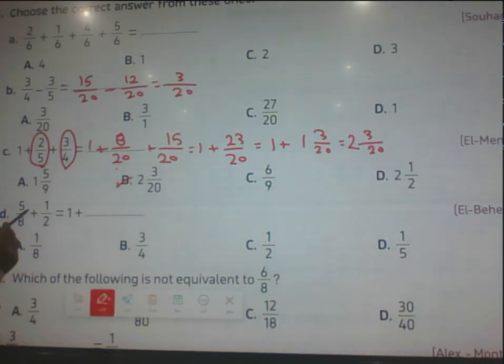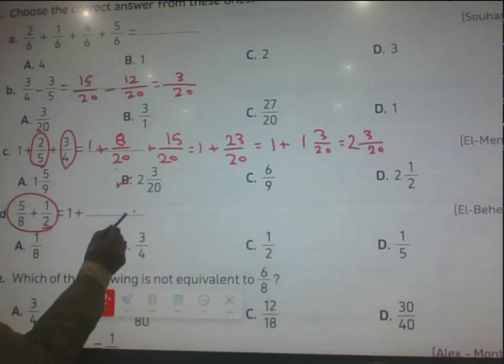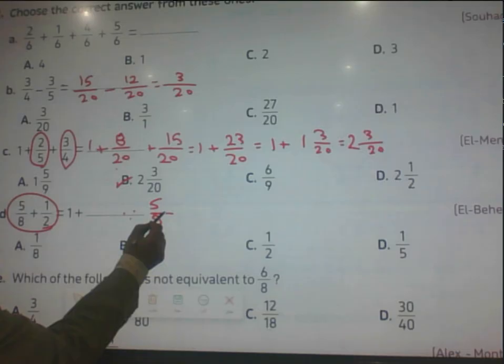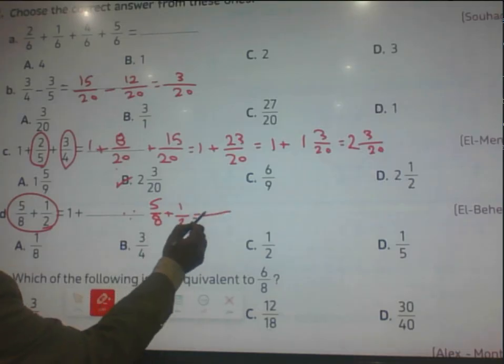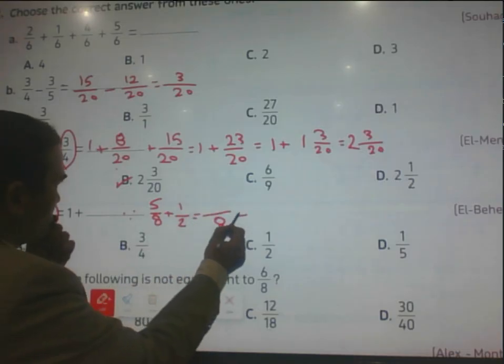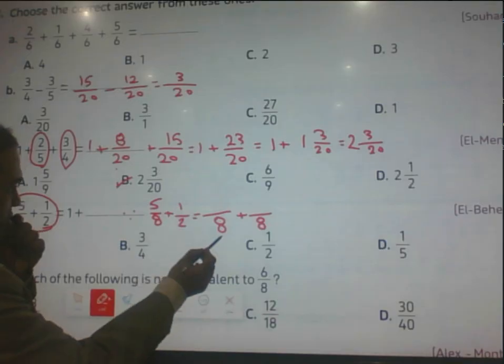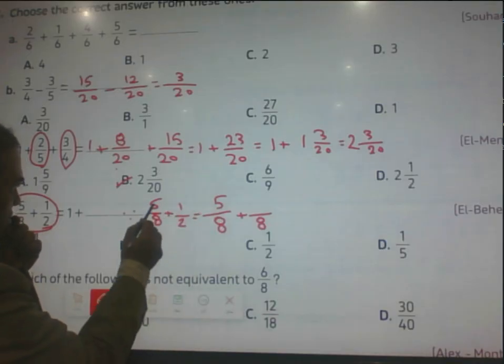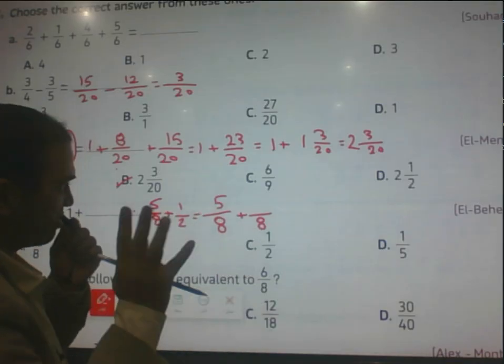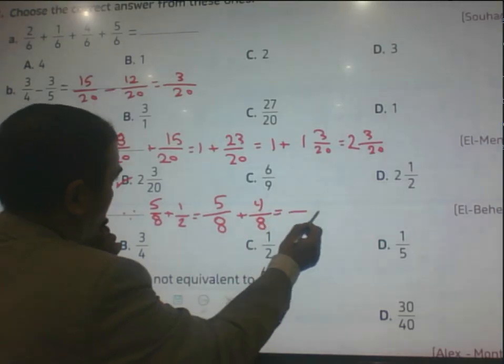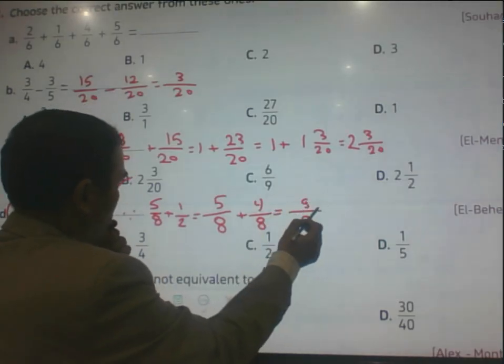Next question, 5 over 8 plus 1 over 2 equals 1 plus what? We can add the two fractions first, such that 5 over 8 plus 1 over 2 is equivalent to... we can write 8 is the least common multiple of the two denominators. 8 times 1 equals 8, 1 times 5. The same fraction, but 2 converts to 8 by multiplying by 4. 1 times 4 equals 4. Now I will write the answer here, 8 down and 5 plus 4 equals 9.